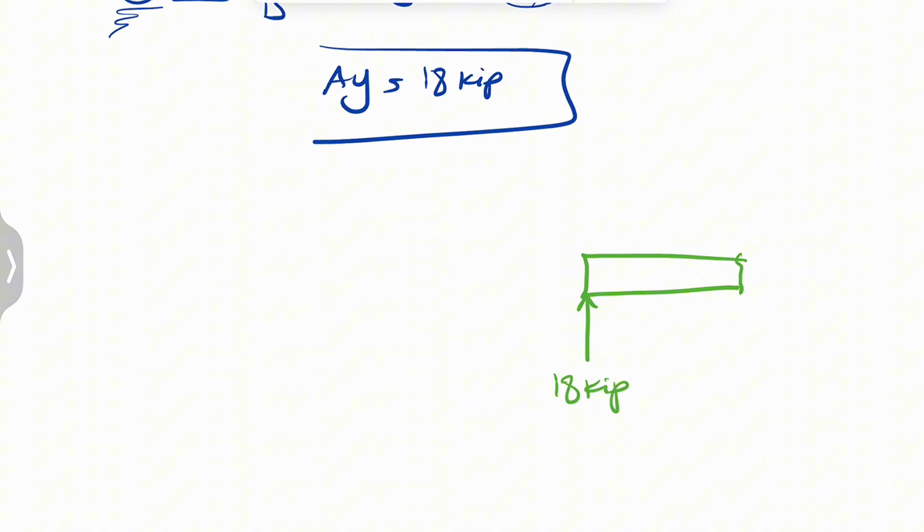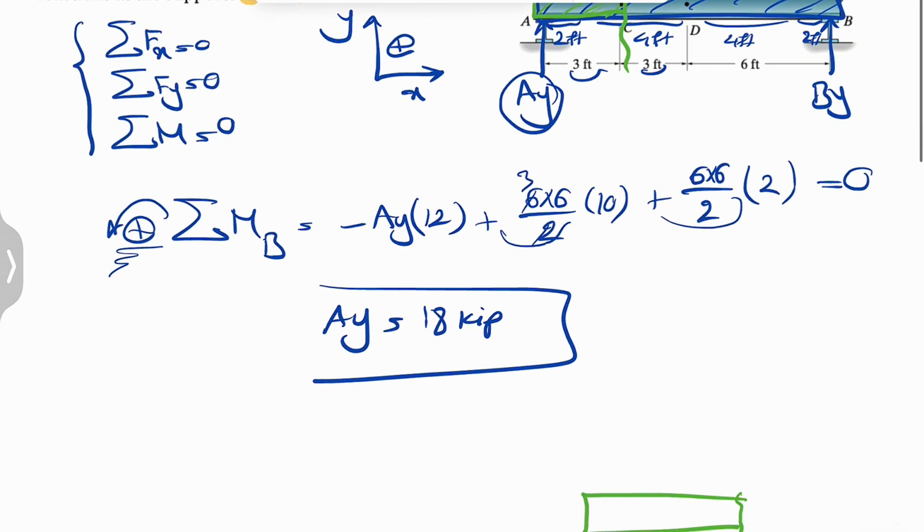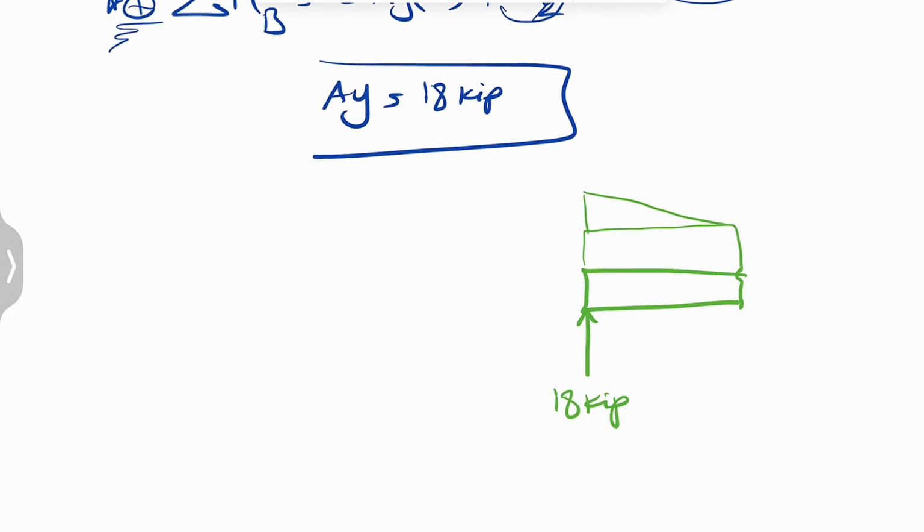We have our distributed load. Now we have to cut this part of the distributed load, the triangle that we have. So basically we can divide it in two things: we can use one rectangle and one right triangle on top, and these are the internal loadings that we are looking for. This is going to be the normal force, this will be the shearing force, and this is going to be our bending moment.